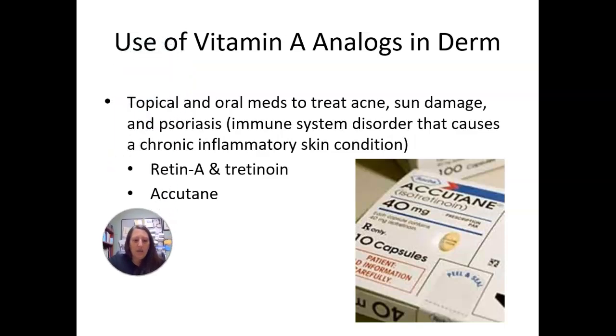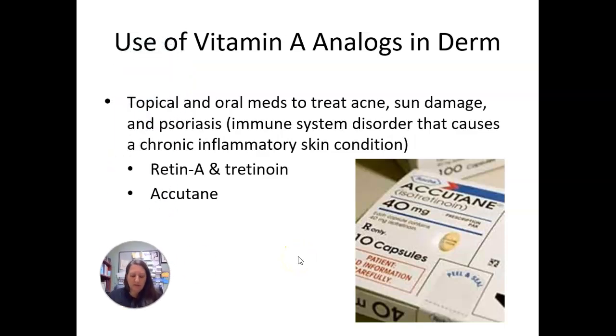Okay. Your textbook mentioned this, and this is always interesting as well. We use vitamin A analogs in dermatology, and so individuals who have sun damage, so wrinkles, individuals who have cystic acne that hasn't responded well to oral antibiotics or topical antibiotics. And then individuals that have psoriasis, which is an immune system disorder that causes chronic inflammation of the skin. In dermatology, we've found that vitamin A analogs help treat these conditions.